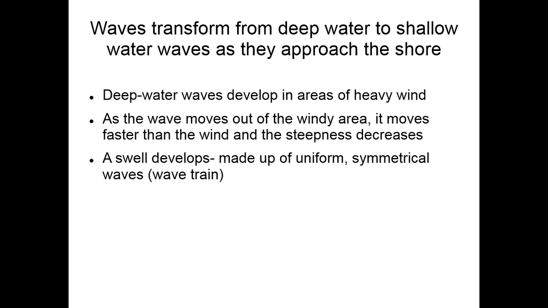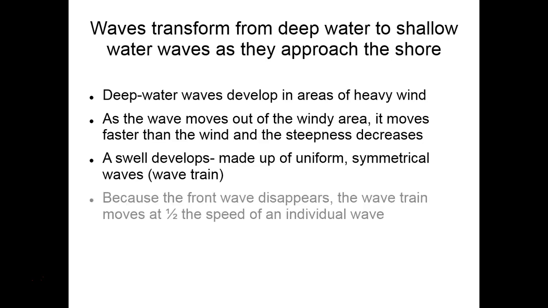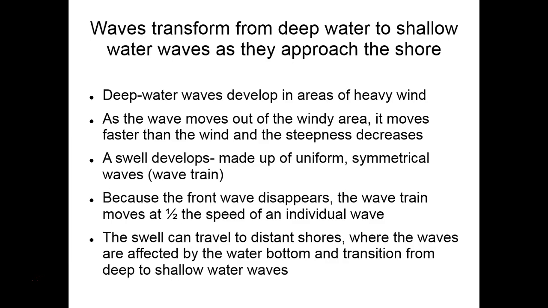This is basically those gravity waves, those wide rolling waves. And these are made up of uniform symmetrical waves, which we will say is a wave train. So a swell is equal to a wave train, basically. Right? So if you're sitting on the beach, you don't just see one wave come up and then no more waves. You see a set of multiple waves. And that set is called a wave train. Now, because the front wave disappears, the wave train moves at half the speed of an individual wave. And I'll show you that in a second.